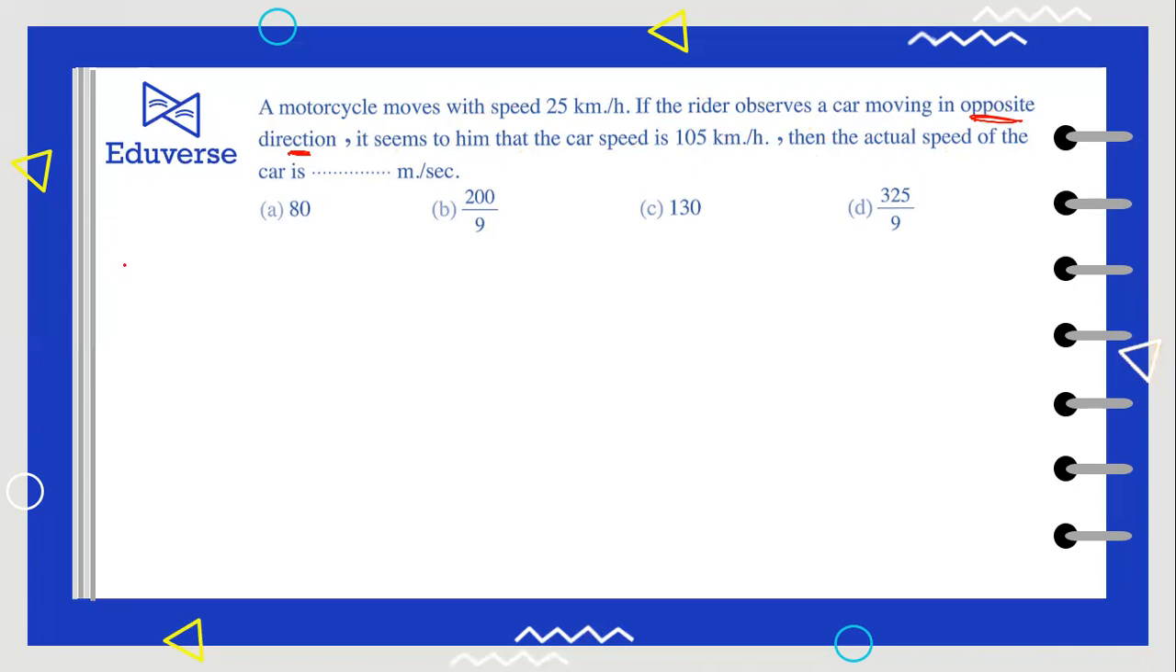I will name the velocity of the motorcycle VM equal 25 kilometer per hour, but here I want meter per second. Then I will convert it, okay? Or I can convert it in the last step. Here I have kilometer per hour and here kilometer per hour. I can find the actual speed of the car and then convert to meter per second. Don't forget the conversion in the last step.